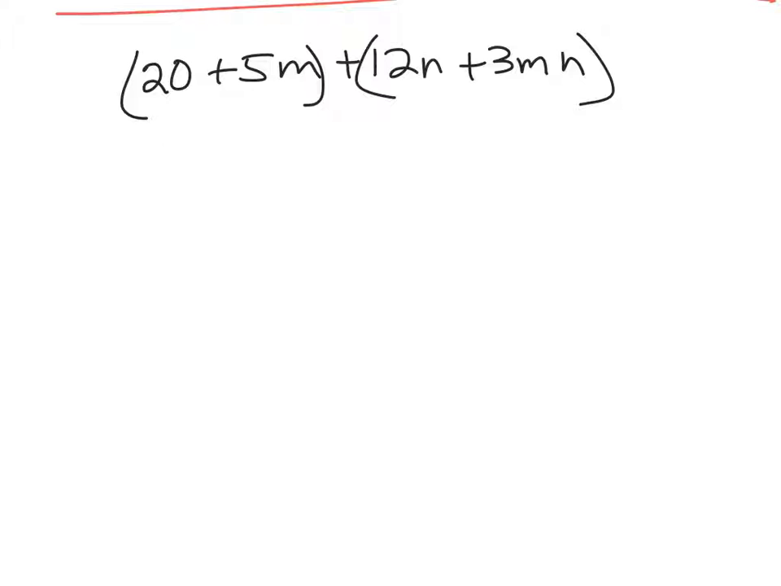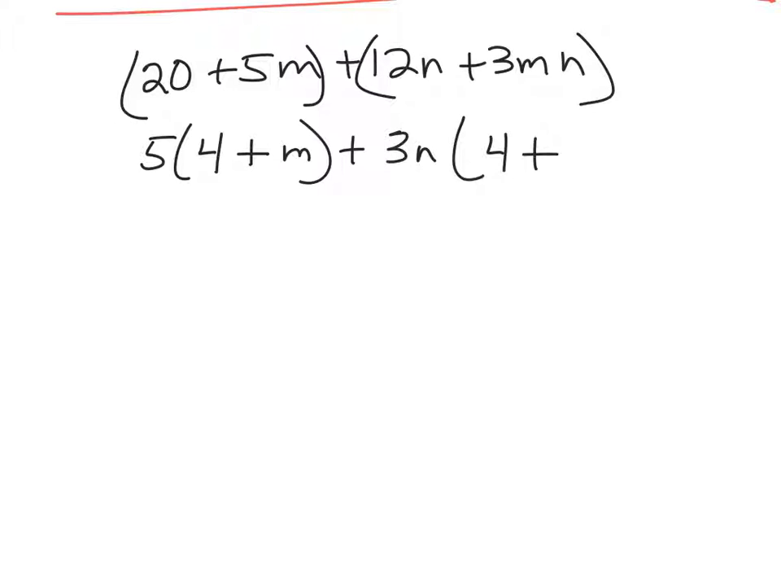So out of 20 and plus 5m, what are you thinking there? What can you factor out of 20 and 5m? Let's take a 5 out. 20 divided by 5 is 4. 5m divided by 5 is m. What about 12n and 3mn? What do you think about that? It's going to be 3n. Good. Excellent. 12n divided by 3n is 4. 3mn divided by 3n is just m.